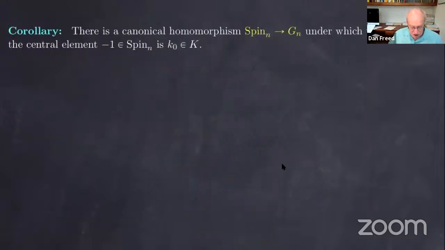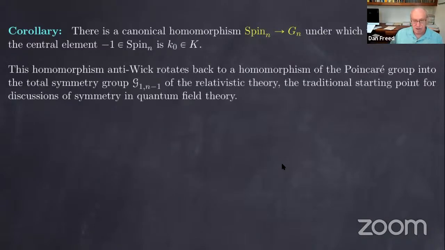Okay, well, one corollary is now to get to the starting point of Coleman-Mandula, which is where the spin symmetry sits as a subgroup. And so here we see that the spin group does sit inside this vector symmetry group of our theory, where the central element maps to this K naught. And now if we Wick rotate back and we put in the translations, then we see that the Poincaré group also maps into the whole symmetry group of the relativistic theory.